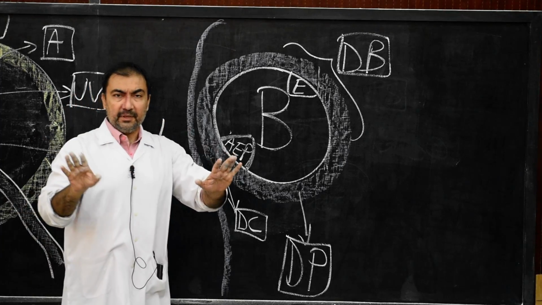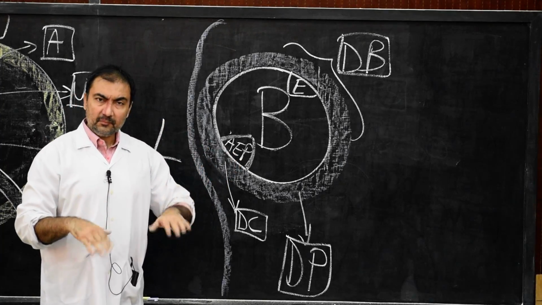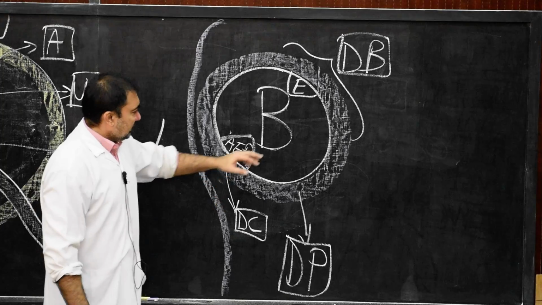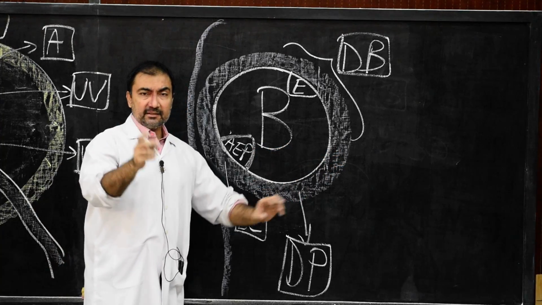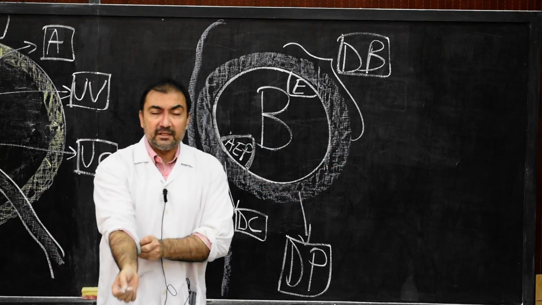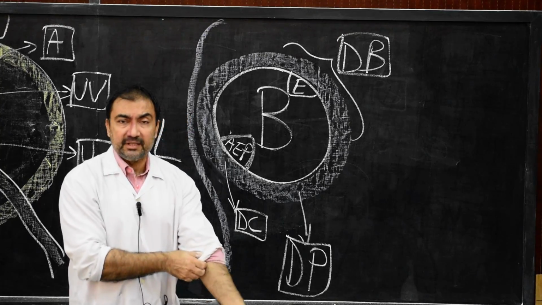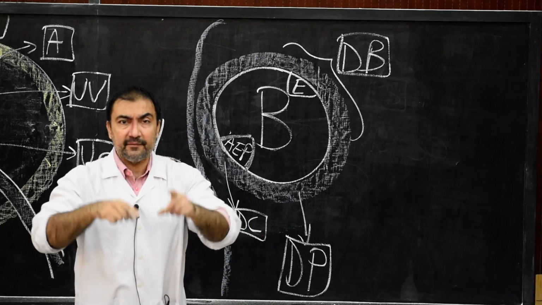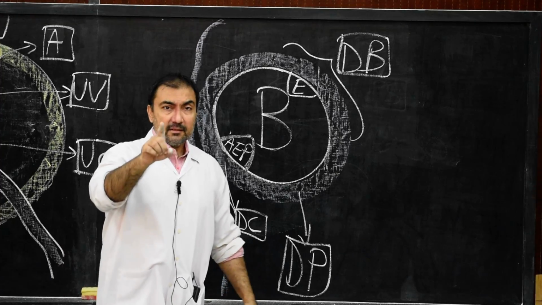Very simple, do not complicate, very simple. We have discussed this. Now what will happen? We have seen during the development of the second and third week, during the development of the changes in trophoblast, what we have seen: development of primary villi, secondary villi, tertiary villi.